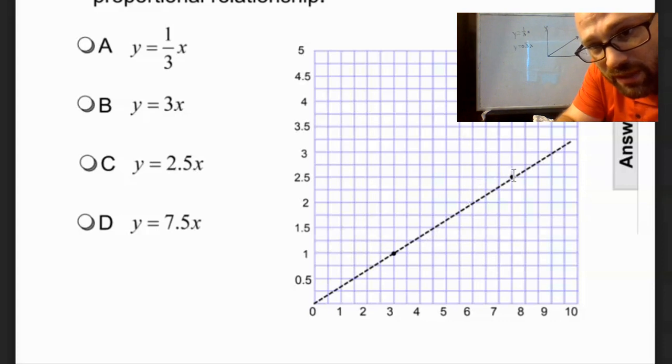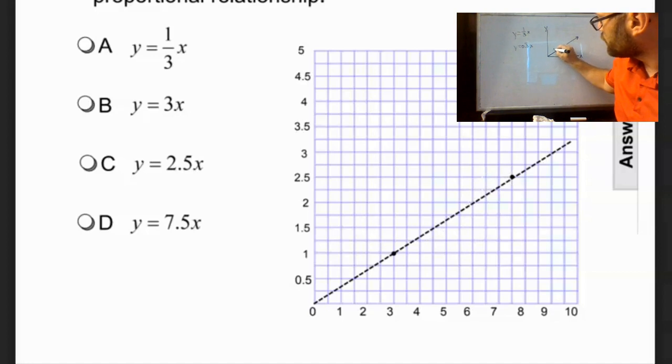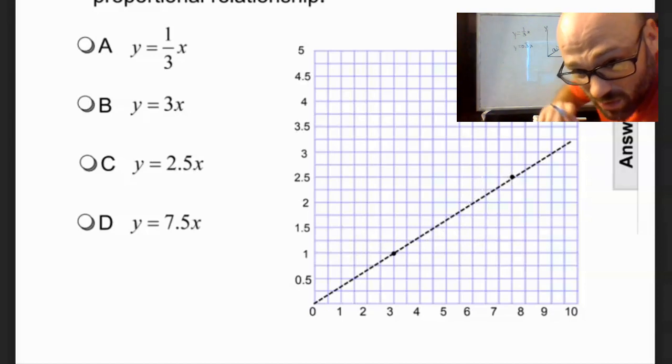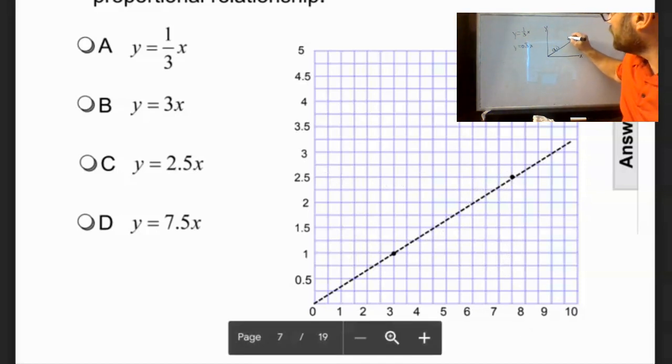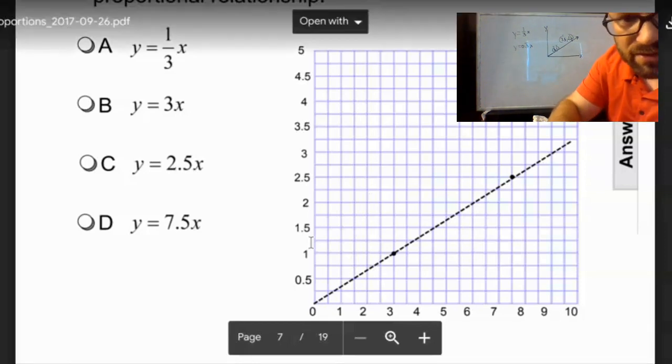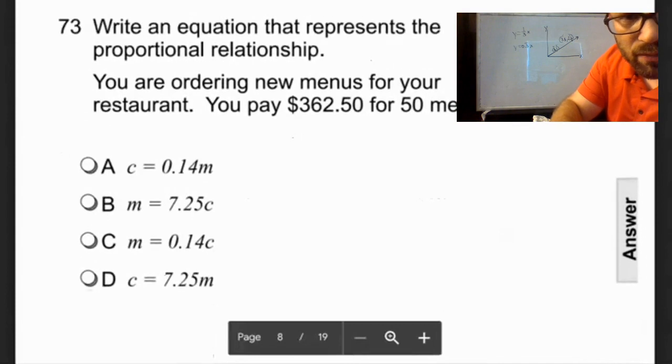And remember, we can use different points too. We don't have to use the 3, 1 for the coordinate point. This coordinate point over here is going to be 2.5 and 7.5. So 2.5 is our y and 7.5 is our x. So y divided by x is going to be 1/3 or 0.3 repeating, which is going to be A in this case.